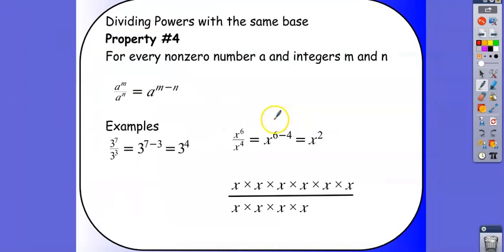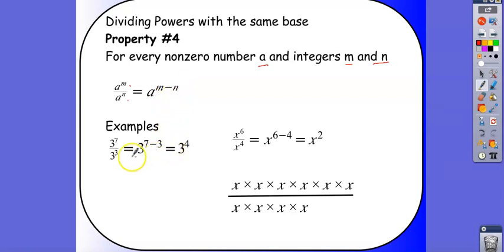Okay, the new one we're going to go over is the division property. It says for every non-zero number A, and integers M and N, if you have A to the M power divided by A to the N power, it's A to the M minus N. I want to point out a few things for you. Notice this is a fraction, one's upstairs, one's downstairs. If I use this property, there is no numerator or denominator. They're all on top, they're all upstairs. It's the A and it's M minus N.